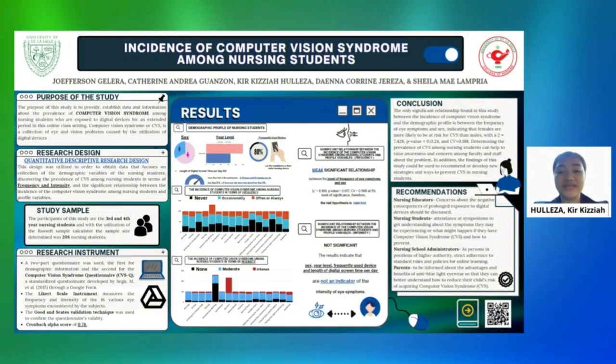Computer vision syndrome, or CVS, is a collection of eye and vision problems caused by the utilization of digital devices. With the outbreak of COVID-19, educational institutions shifted from traditional classroom teaching toward online classes. Digital devices became the primary tool for teaching and communication. Students are exposed to digital devices for a longer length of time, and this may affect their ocular health and thus may result in computer vision syndrome.